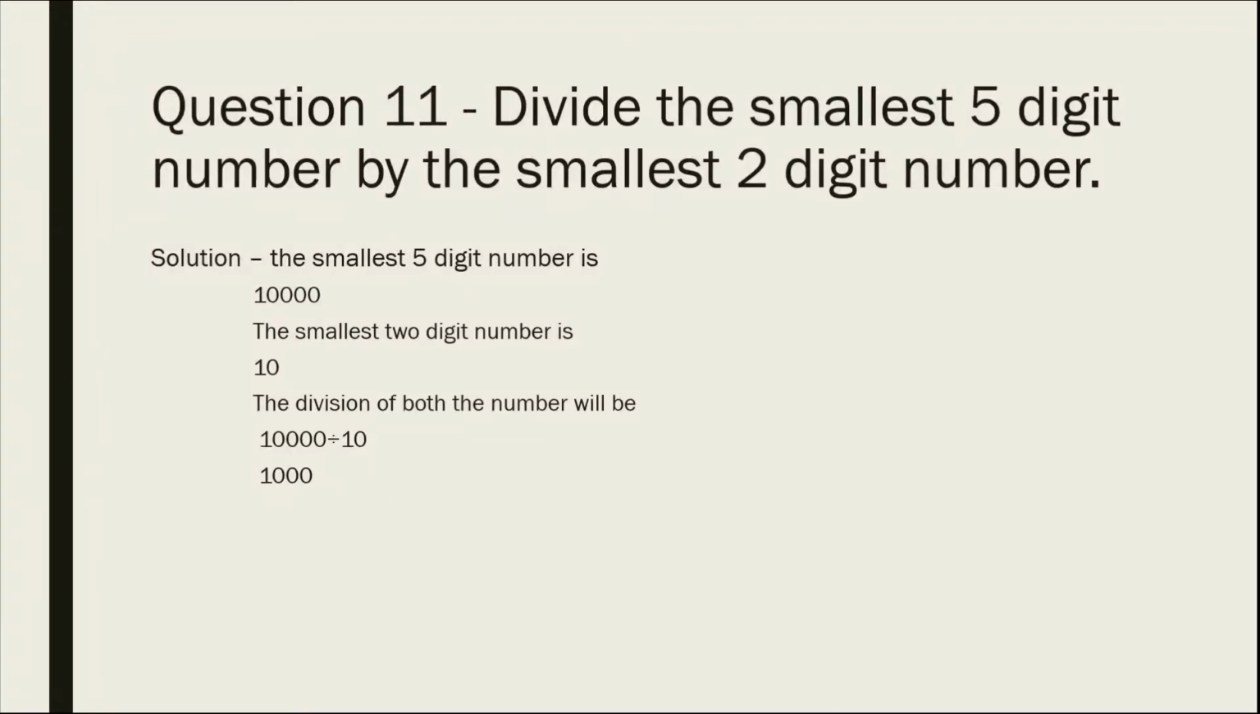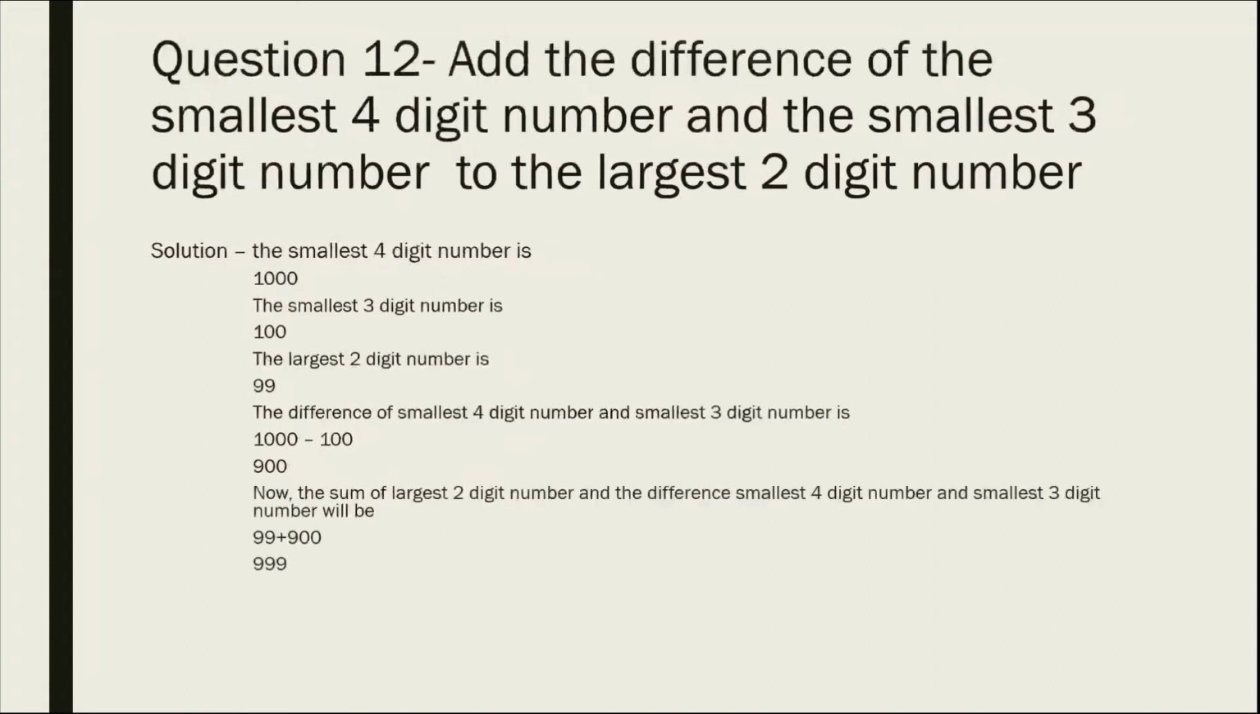Now question number 11. Divide the smallest 5-digit number by the smallest 2-digit number. The smallest 5-digit number is 10,000. The smallest 2-digit number is 10. Now you have to divide 10,000 by 10. So the answer is 1000.